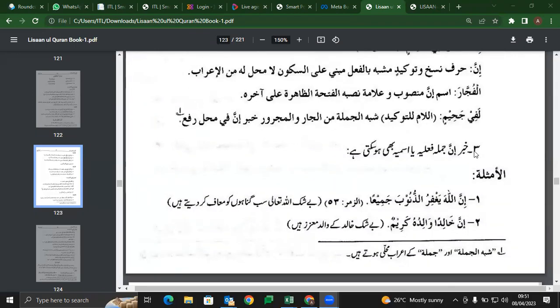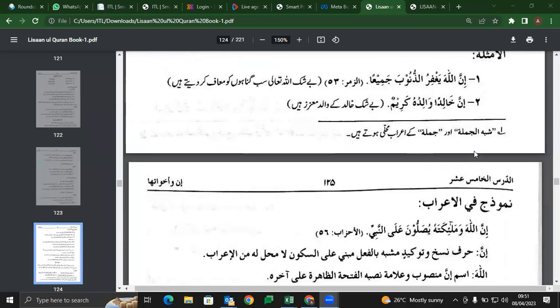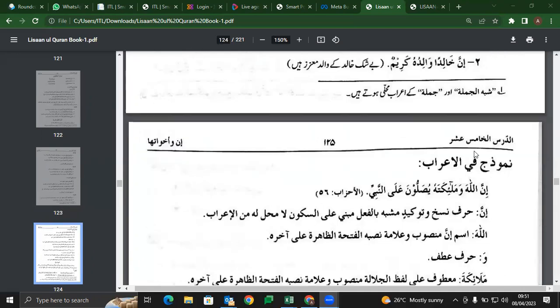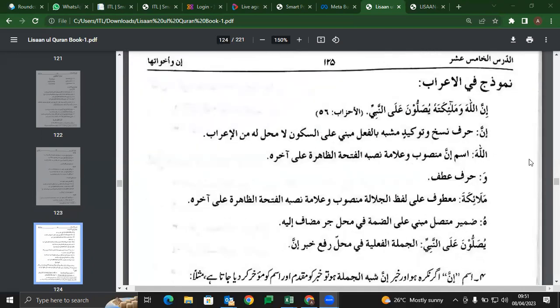Any questions? Any doubts? We have to just keep these rules in mind and remember them; you have to memorize them. For example, if you say this word in this sentence: Inna Allaha wa malaikatahu yusalluna ala an-nabi.